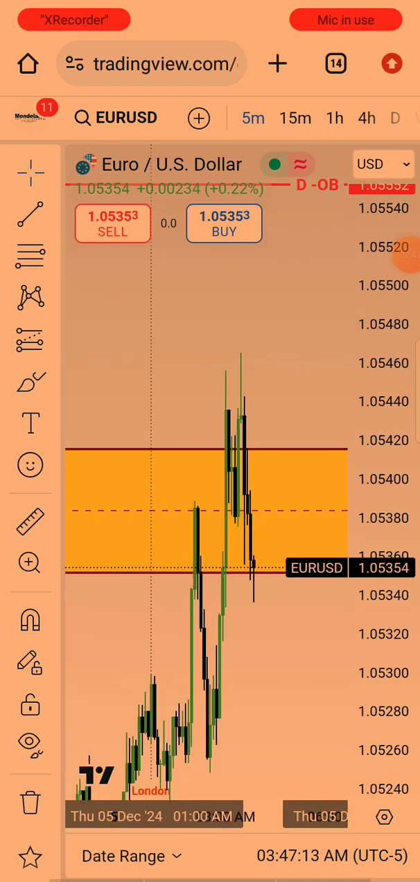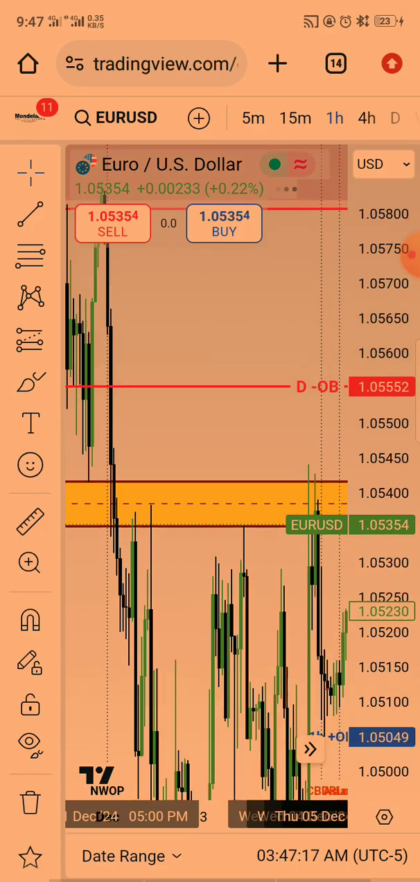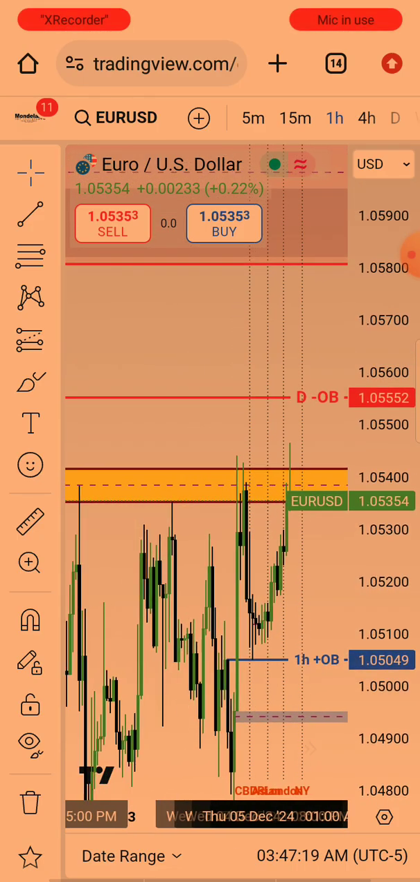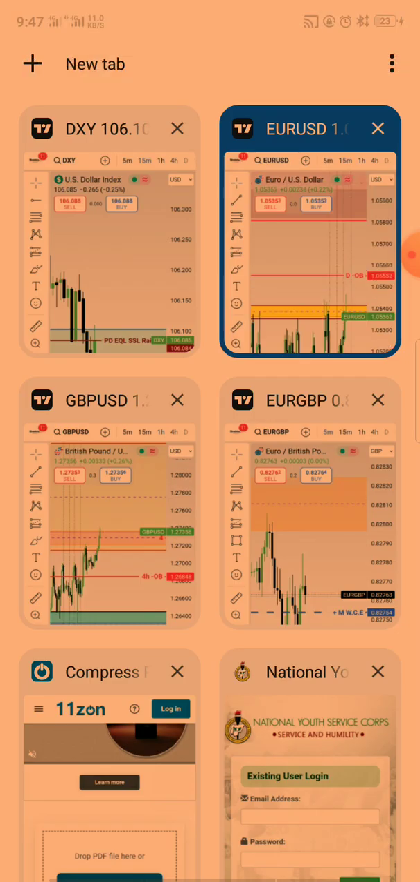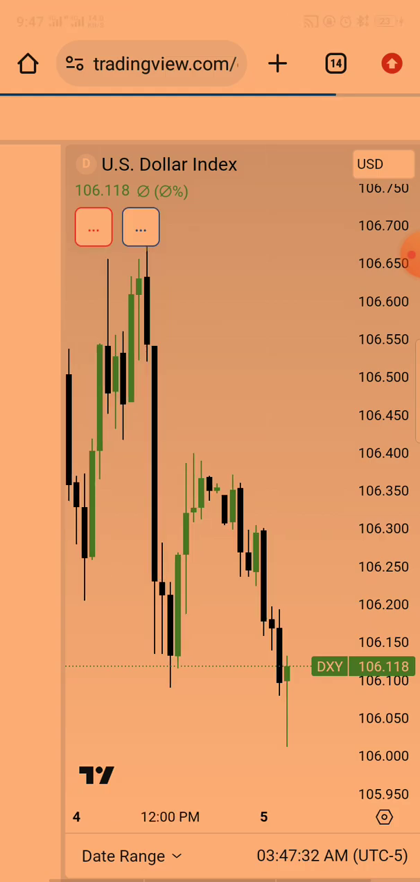Right now here, they have taken that high of yesterday. Right? They have taken it. And let me show you people on Dixie now what Dixie has done. Now Dixie wants to go higher. So if Dixie is going higher, the foreign currencies like EU that I'm trading should go lower, should go down.